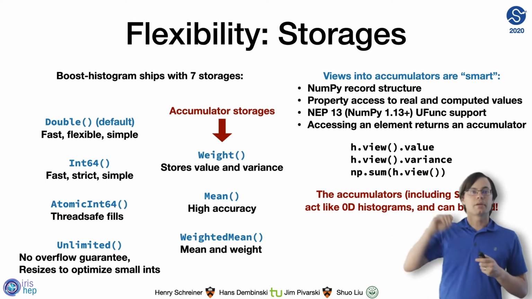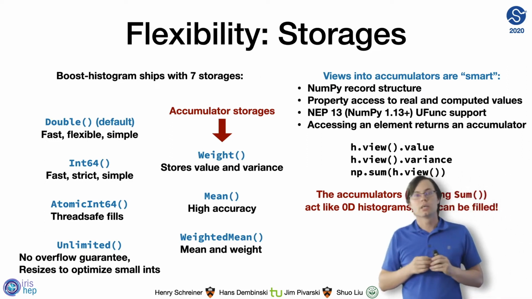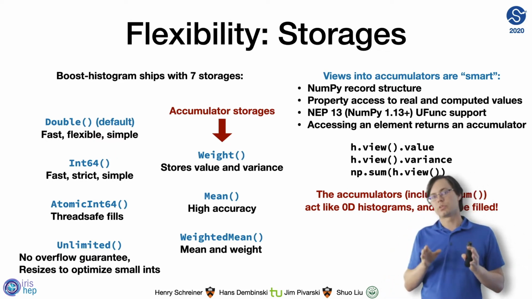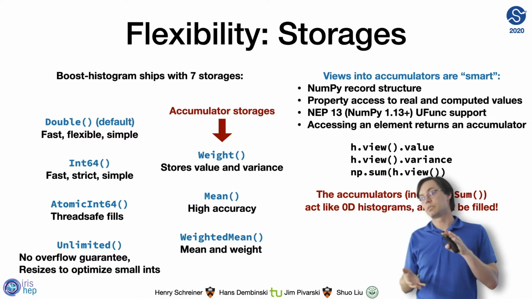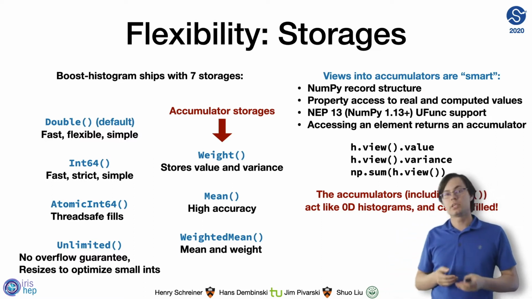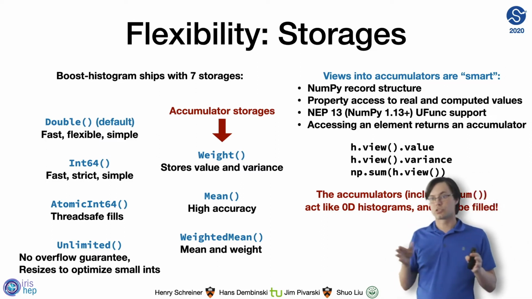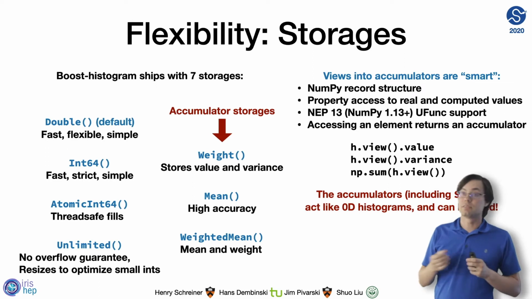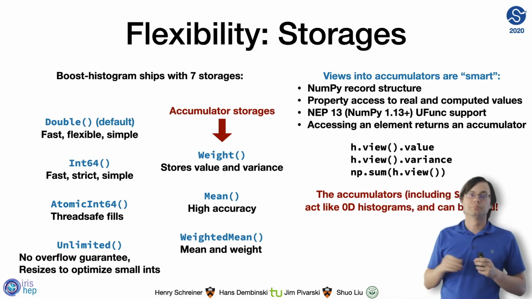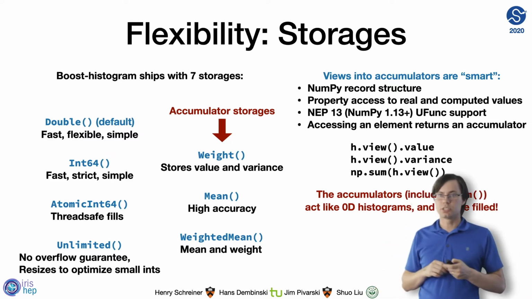So up here you'll see that we have very smart views into these. These special storages will return accumulators, but if you get an array of these, those are actually an augmented NumPy array. They have some NEP13 support. They have property-based access into the structured array inside, even to computed columns that don't exist, and they work most places. So that's quite nice. Makes them relatively easy to work with.